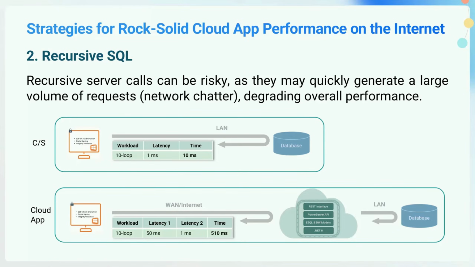So what can we conclude? Recursive SQL operations that don't matter much on a LAN can become costly over the internet. The more round trips, the more latency multiplies, and performance can drop dramatically. That's why reducing recursive calls and minimizing network chatter is a key optimization strategy for PowerServer apps.